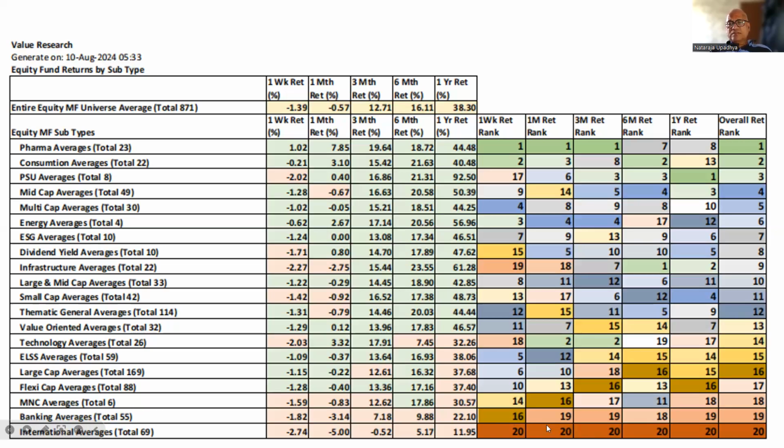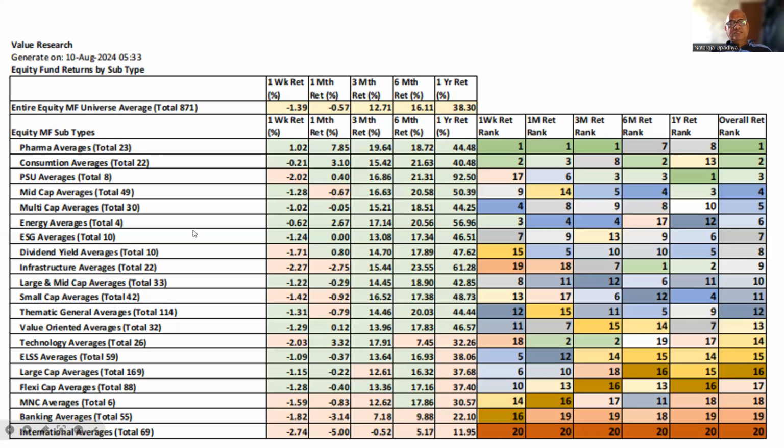There are 6 funds, and the flexi caps are bottom 4th, and large caps are bottom 5th. See, usually bottom large cap funds are preferred in a bullish period, but here our large cap funds, there are 169 large cap funds. They have taken only 5th from the bottom, so 16th in the rank, which is kind of a sad story.